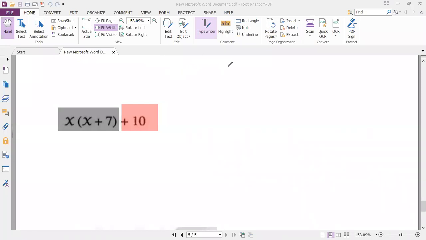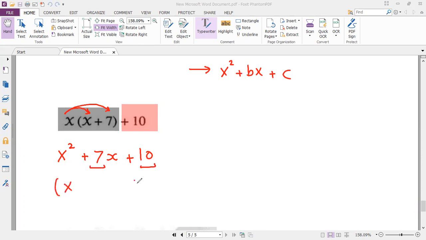And this expression is not written in the form x squared plus bx plus c. But how can we write it in this form? We have x multiplied by x plus 7. So try to expand: x multiplied by x is x raised to the power of 2, and x multiplied by 7 is 7x. And then what about plus 10? You write it as plus 10. Now we are able to factorize this expression. How can we factorize it? Two numbers, their product 10 and their sum 7. So they are x here and x. And the two numbers are 5 and 2. That's it.